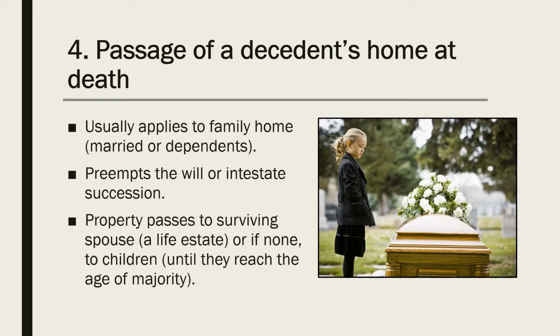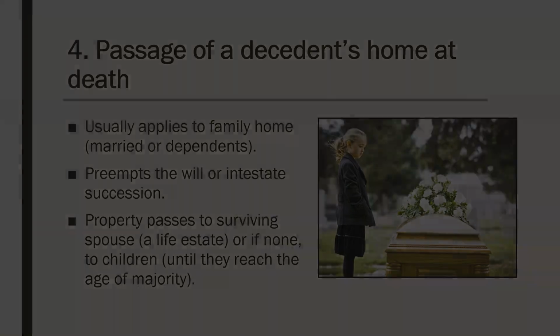intestate succession, the property instead passes to the surviving spouse by way of a life estate if there is a surviving spouse. If there is no surviving spouse, it'll usually pass to the children of the owner, and they get to keep the property and possess it until they reach the age of majority. The purpose of this concept, of course, is to make sure that the spouse and children of a decedent have a place to live after the decedent passes away.